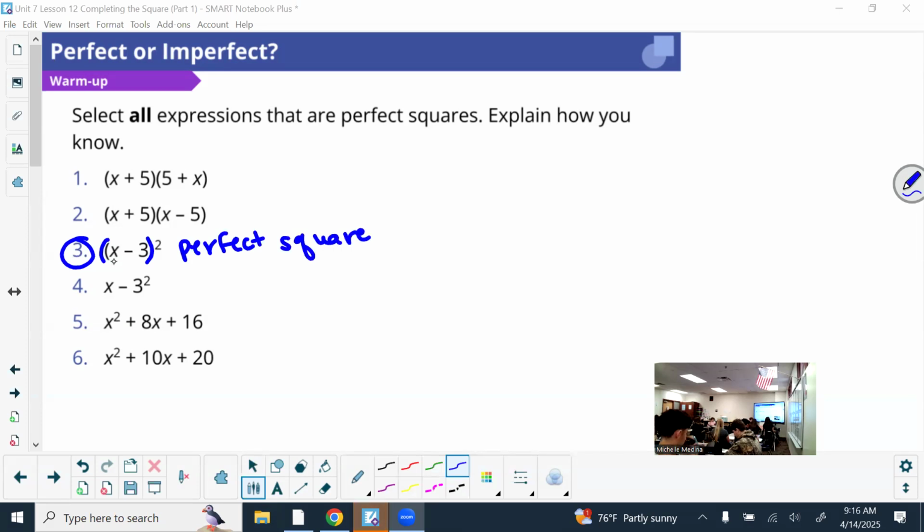Now, number 4 looks really similar. Is that one a perfect square? No, because all it needs is some parentheses around the whole thing. The only thing that is being squared is the 3 right now. So no, there is nothing that I could multiply by itself to get this. So this one is definitely not. So if you thought 4 was, make sure you put that it's not.